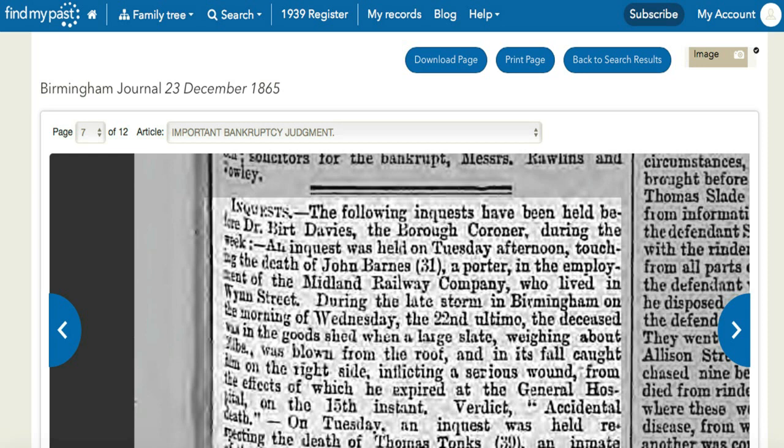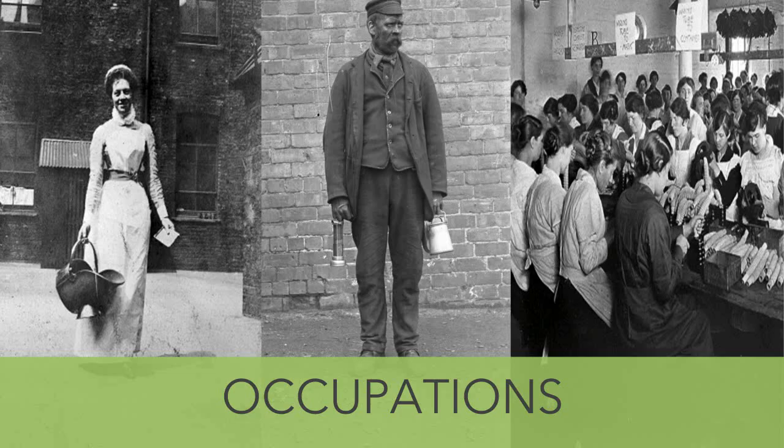So we're just going to finish by briefly talking about occupations. Okay, so by 1841, it was estimated that 40% of the workforce in England and Wales were employed in industrial occupations. If we went back 100 years, we will find out that the majority of our ancestors were tenant farmers, and they were involved in agricultural occupations. By 1841, this has changed.